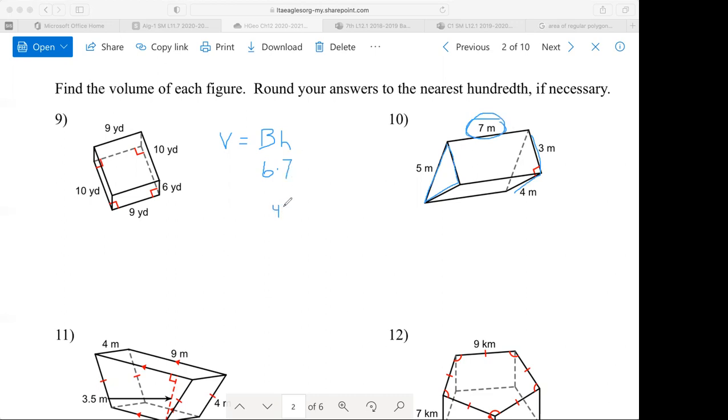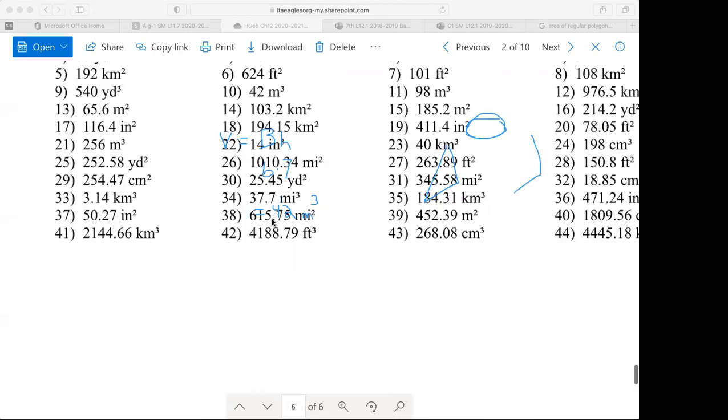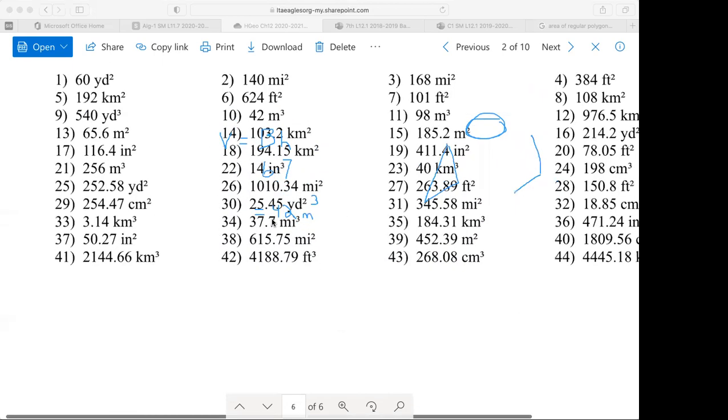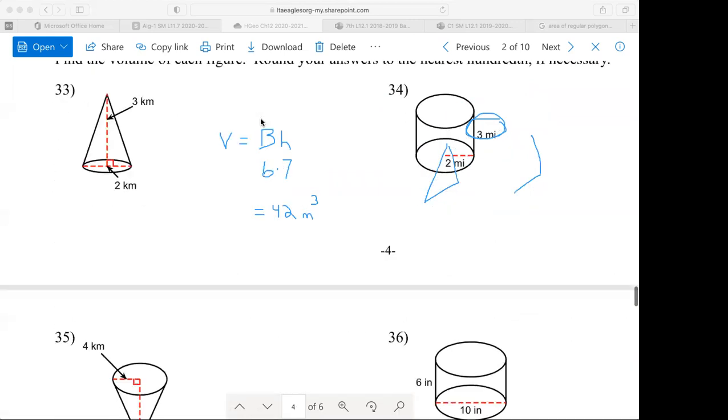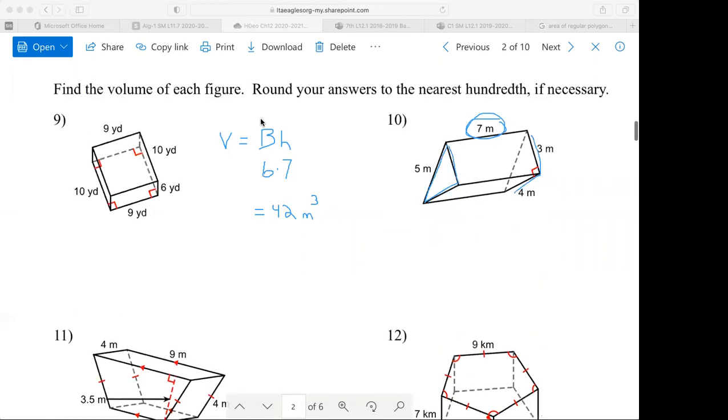Just remember, it's not going to be in square units. It's going to be in cubic units because we're doing volume. So 42 cubic units for number 10. Checking my answers. Number 7. Wait, what? Sorry, number 10. 42 cubic units. Almost thought I got the question wrong. I said I would do number 12 just to remind you.